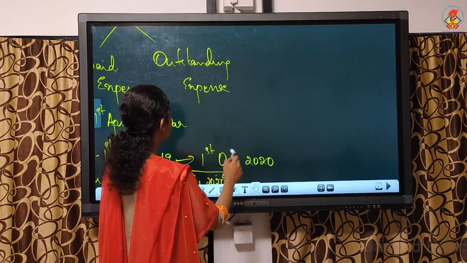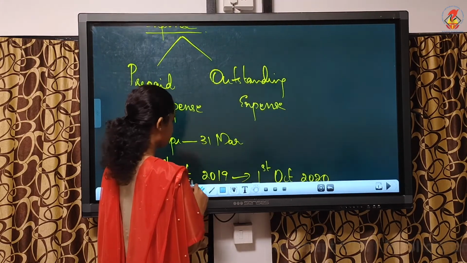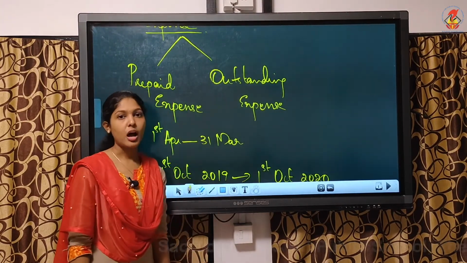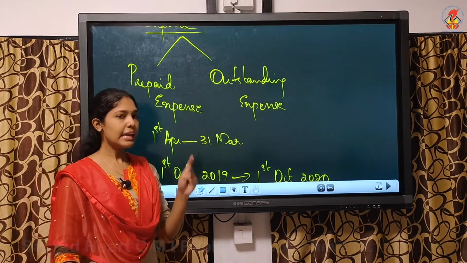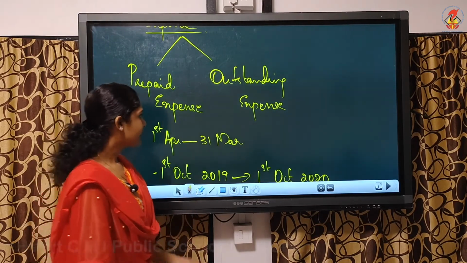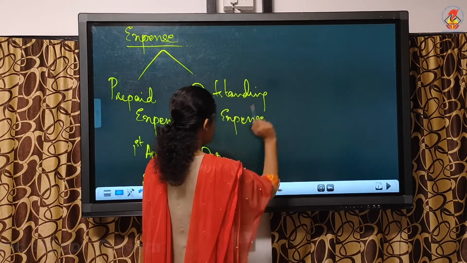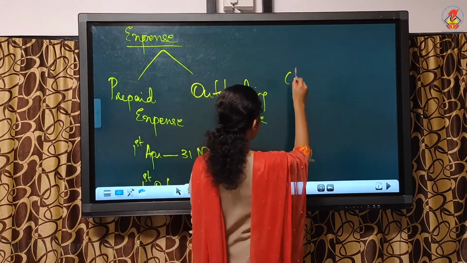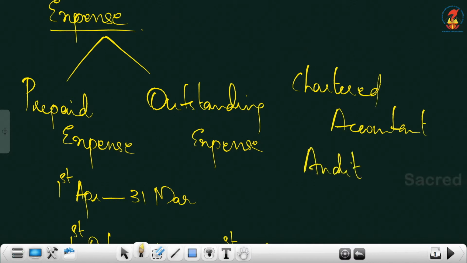Now this term, outstanding expense. The term outstanding is familiar to you, isn't it? We usually say like outstanding student, but here the term is different. Outstanding expense means, we'll take an example and then we'll see the meaning. Suppose in your firm you have employed a chartered accountant, a CA. What's the job of a chartered accountant? He has to check your financial statements. That is the process called auditing.